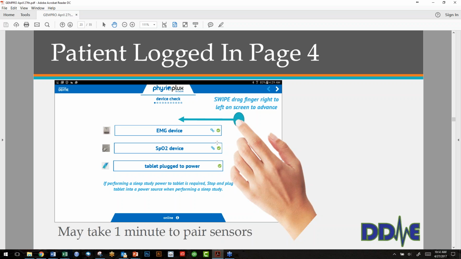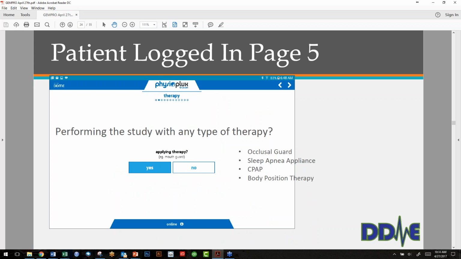Plug the tablet in, and you'll get a green check where it says tablet plugged into power. When you turn on the oximeter and turn on the EMG device, it will automatically detect them, and then you'll get a green check, and then you start swiping. So you swipe from right to left. The first time you swipe, it might be a little tricky, but after you do it once, it's easy. It's one of those kinds of things.